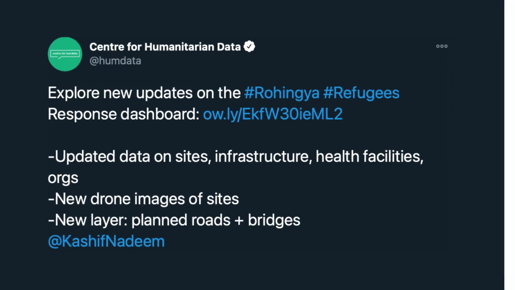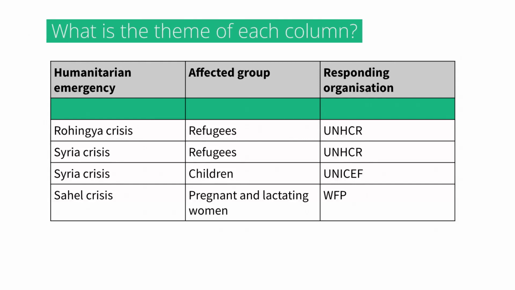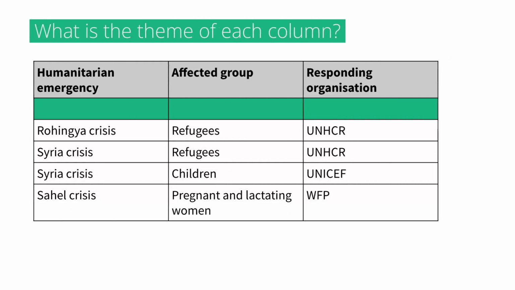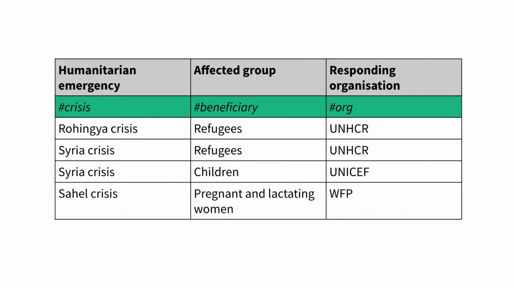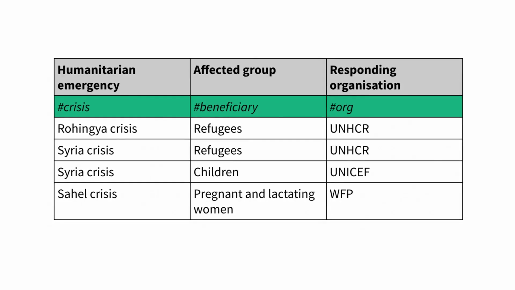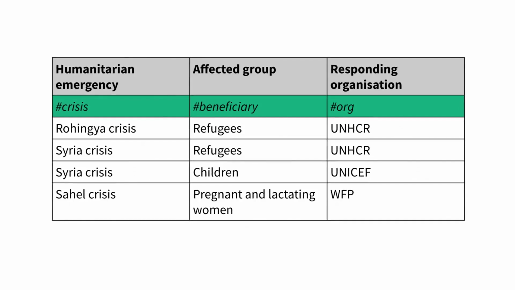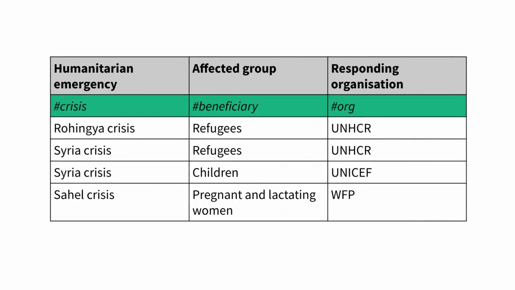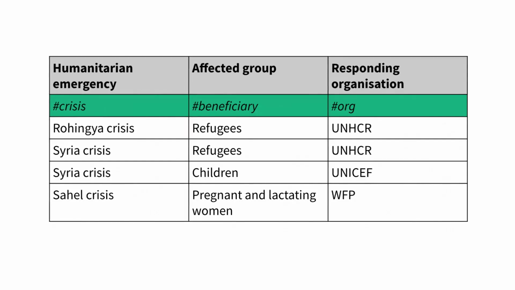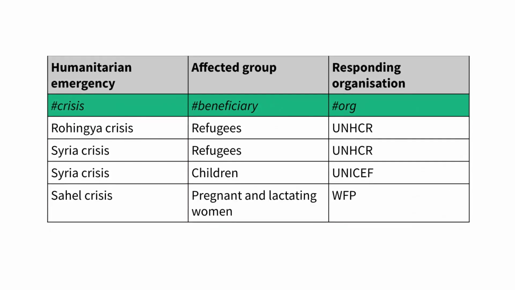Let's take this simple dataset as an example. We've already added a new empty row for the hashtags. Now, what is the theme of each column? The first column contains a list of humanitarian emergencies, so we add the standard Hexel hashtag crisis. The second column contains a list of groups who are being targeted for humanitarian aid, so we add the standard Hexel hashtag beneficiary. The third column contains a list of humanitarian organizations responding to an emergency, so we add the standard Hexel hashtag org.